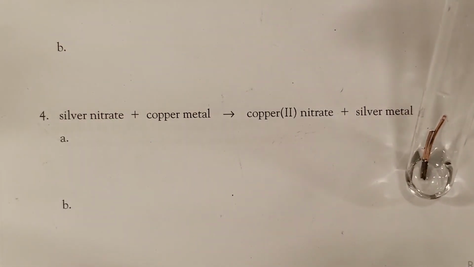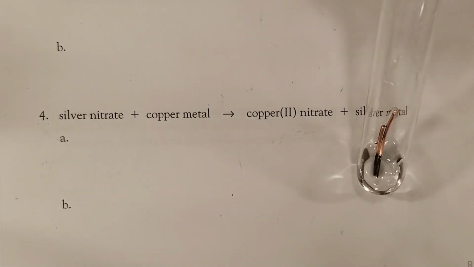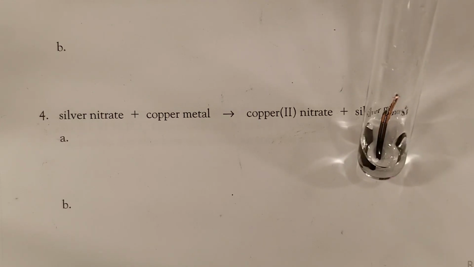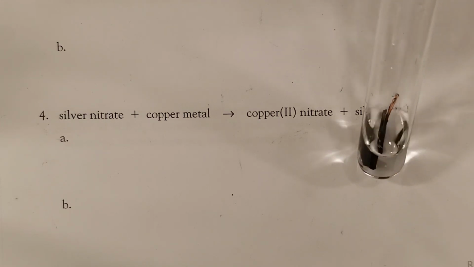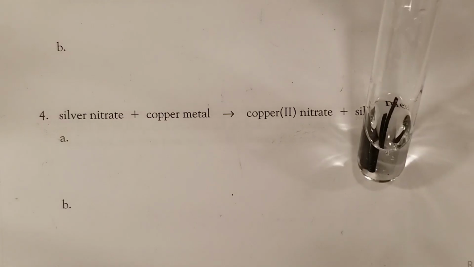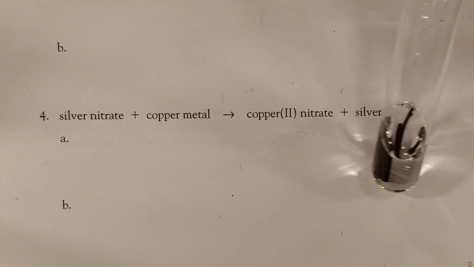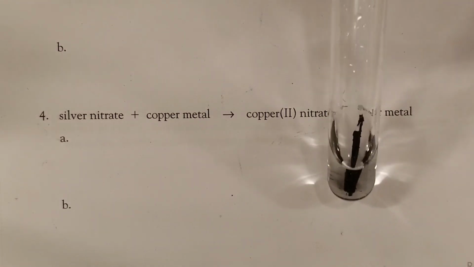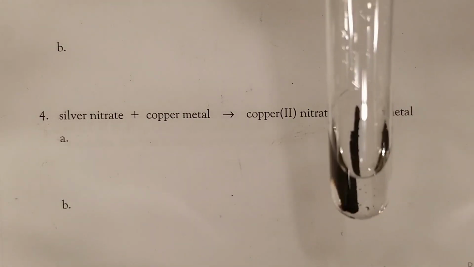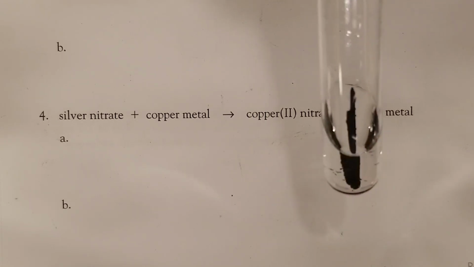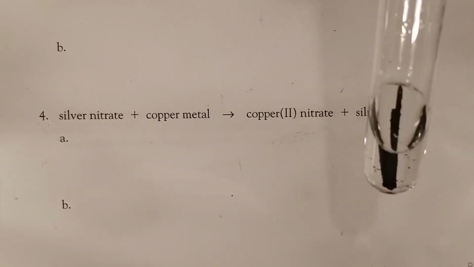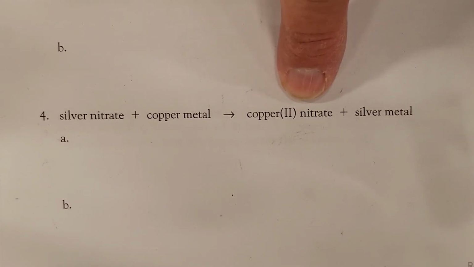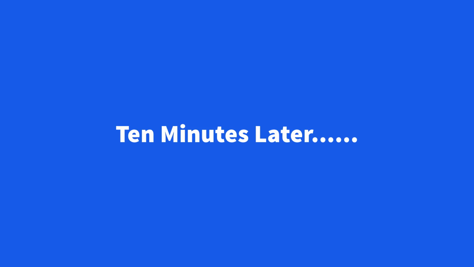So we'll add our silver nitrate. You can see already how the copper metal is turning black. And that's because it's getting coated with silver metal. Hopefully you see that the solution starts out colorless. In about 5 or 10 minutes it should be a nice blue color. The solution should take on a blue color due to the copper(II) nitrate going into solution.